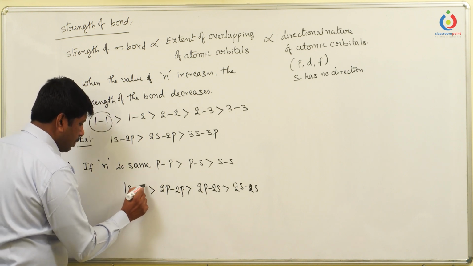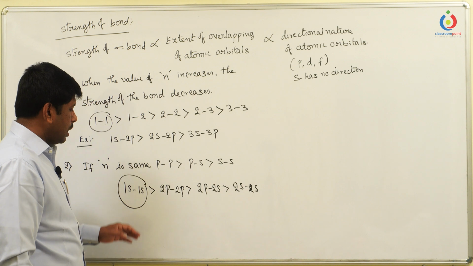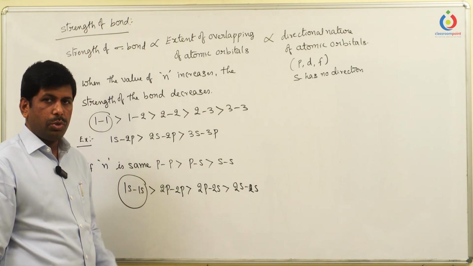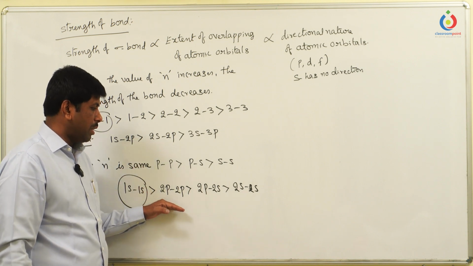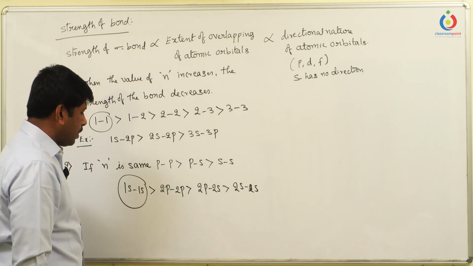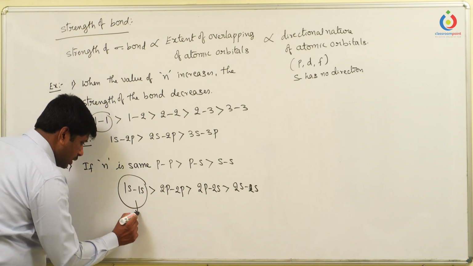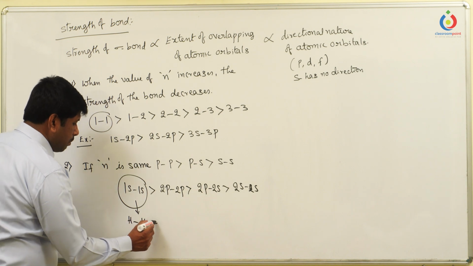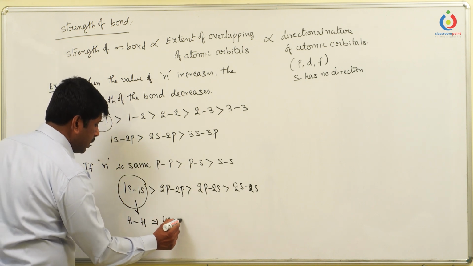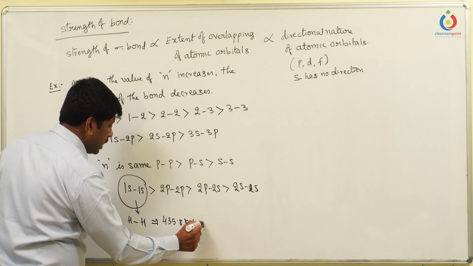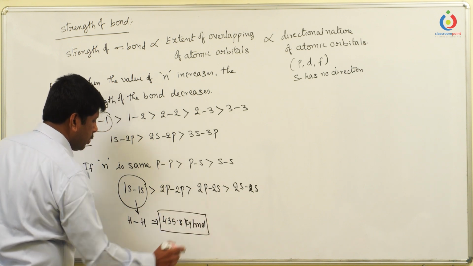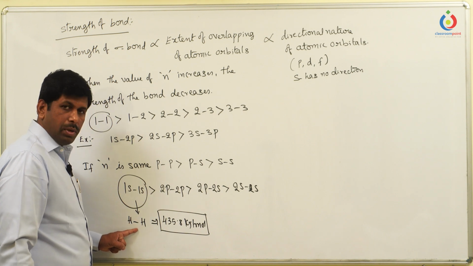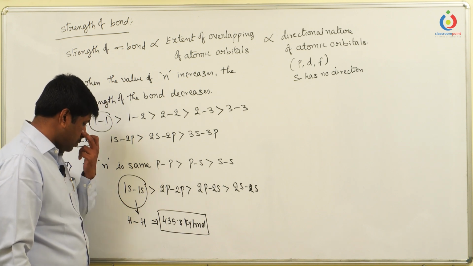1S overlap is exceptionally stable despite not having direction. 1s orbital gives a stronger sigma bond in comparison to any of these sigma bond formations. The reason here is that 1s comes from the two hydrogen atoms. So the hydrogen bond enthalpy is 435.8 kilojoules per mole, which is the highest for any single bond between any two atoms in molecules. So the strongest sigma bond is the sigma bond present between the two hydrogen atoms in the H2 molecule.